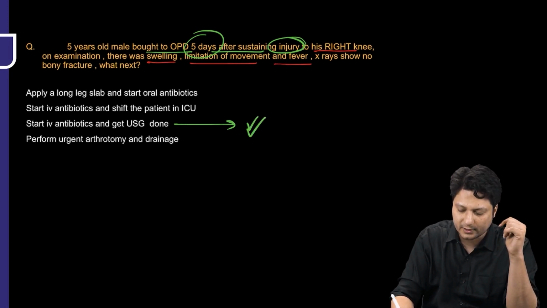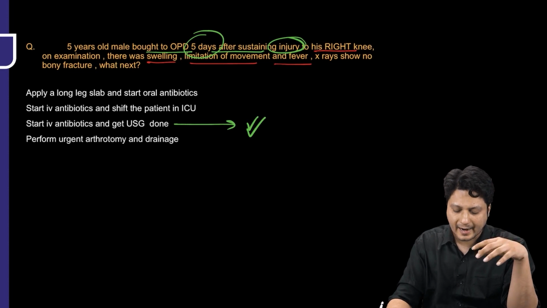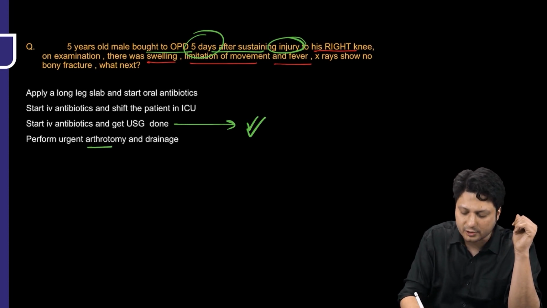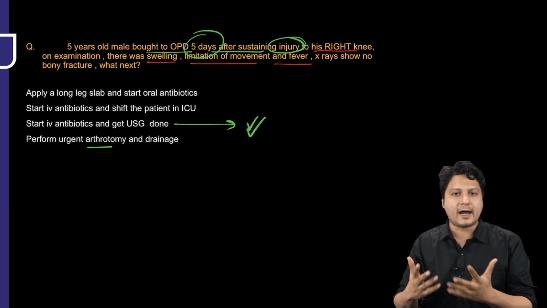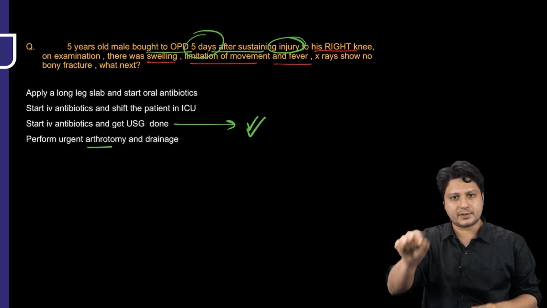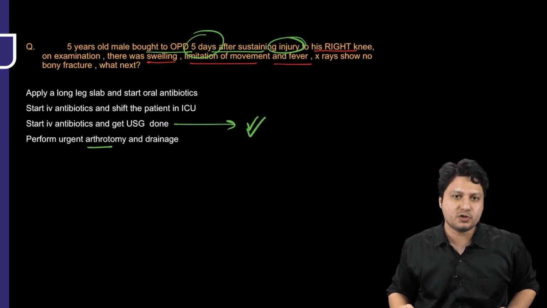So this is considered to be the best answer out of the multiple options which are provided to you. And perform urgent arthrotomy and drainage. You know, arthrotomy means opening a joint. You don't have to open the joint until and unless it is confirmed that the patient is suffering from septic arthritis. That means joint infections.